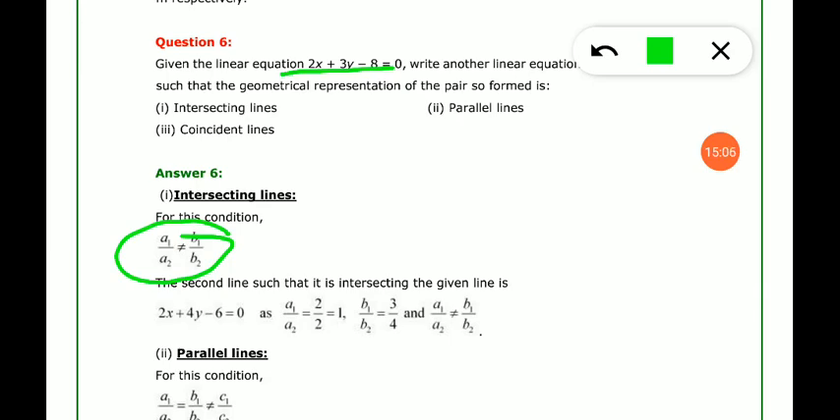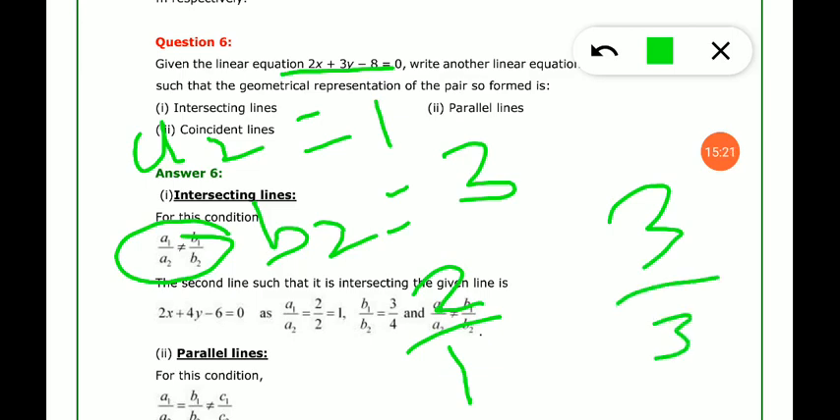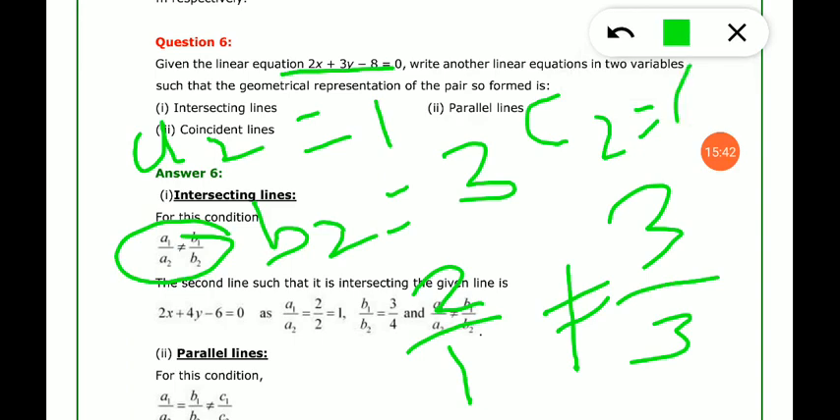Suppose I am choosing A2 as 1 and B2 as 3. Then what is the ratio of A1 and A2? 2 by 1. And what is the ratio of B1 and B2? 3 by 3. Both are not equal. So what does the equation become? x plus 3y. Now what about C? You take any number for C because it doesn't matter. You can take -8 also or any other number. So suppose I am taking C2 equal to 6.